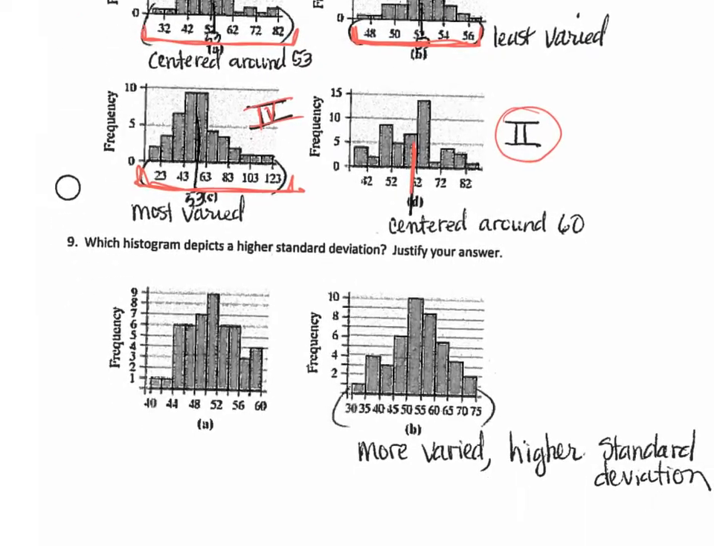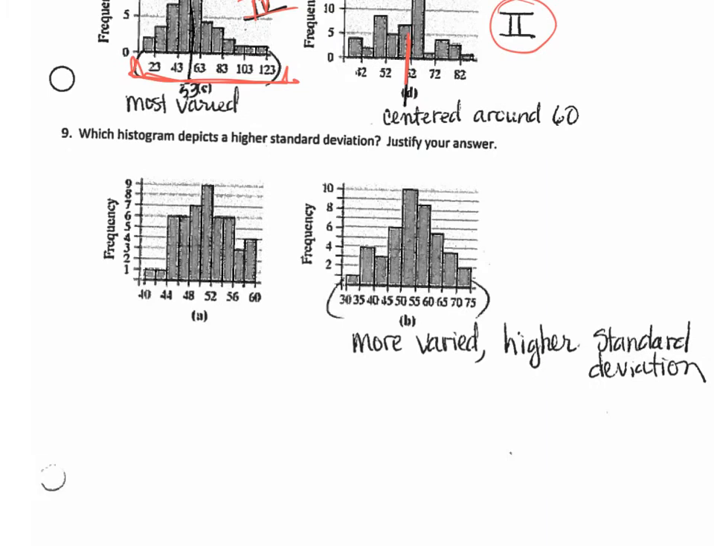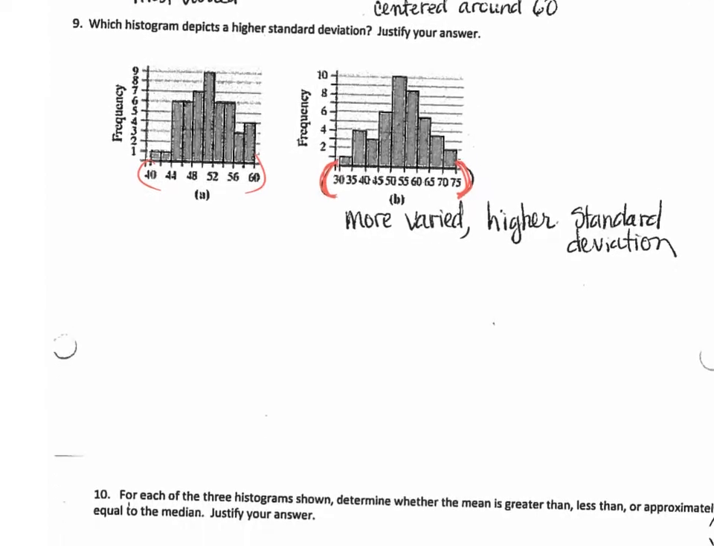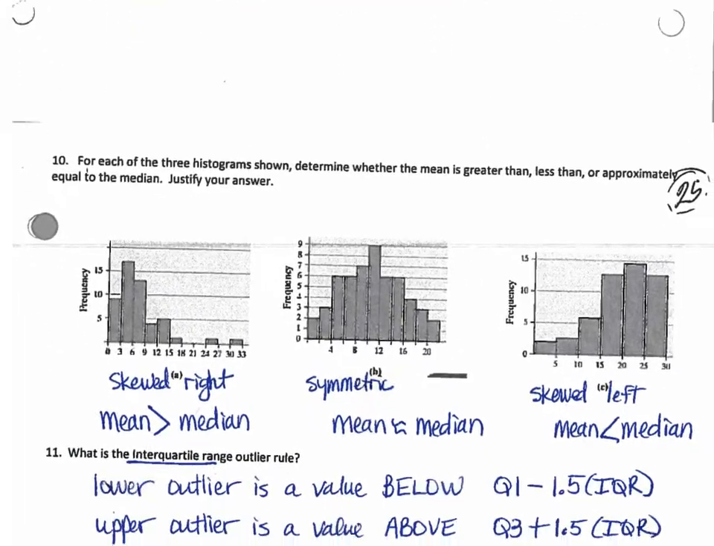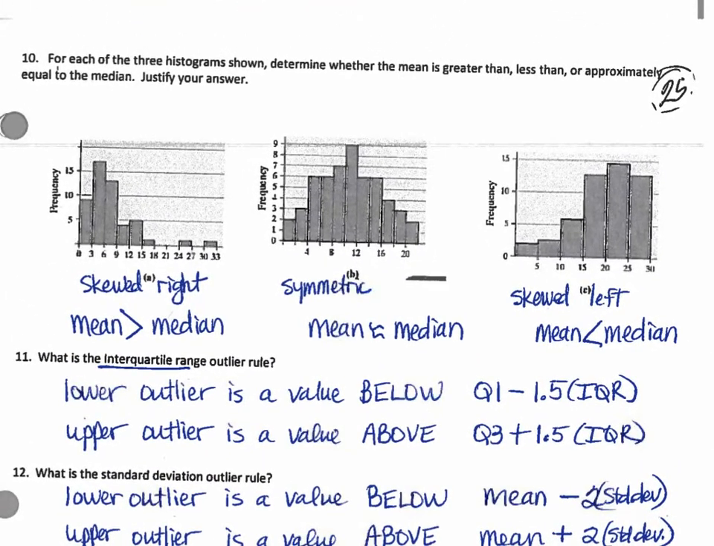Questions? That again is why 9 has the most varied one. Do you see this scaling here? That's 45 points as compared to 20 points over here. So the B was most varied, higher standard deviation. And finally, let's take a look at this. Do you remember our little trick? Mean, median, and mode.